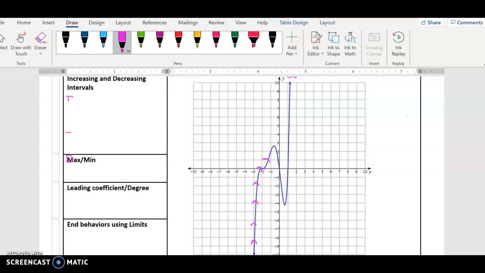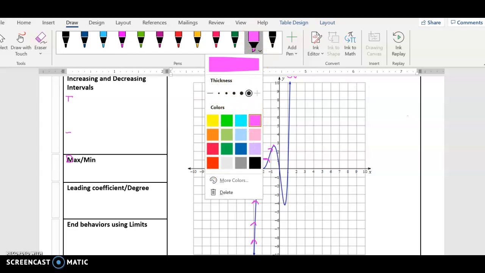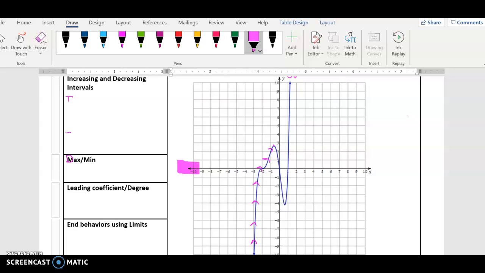All right, so as our graph moves left to right, it's increasing all the way up to this point right here. So what are the x values over which the graph is increasing? The x values are -infinity up to -0.5, from -infinity to -0.5. So increasing -infinity to -0.5.